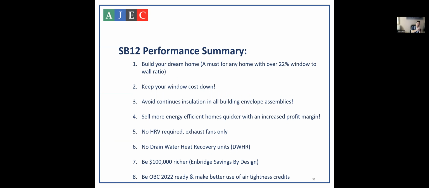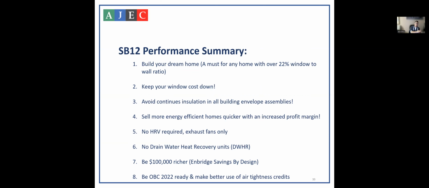So for me, these are the 8 reasons. You want to build a dream home with a lot of window to wall ratio, you do energy modeling. Number 2 is you want to keep your window costs down, you have to do energy modeling. Number 3, if you want to avoid doing continuous insulation, energy modeling is the way to go. Number 4, you can sell more energy efficient homes quicker with an increased profit margin. That's another reason for builders why they would want to do it.